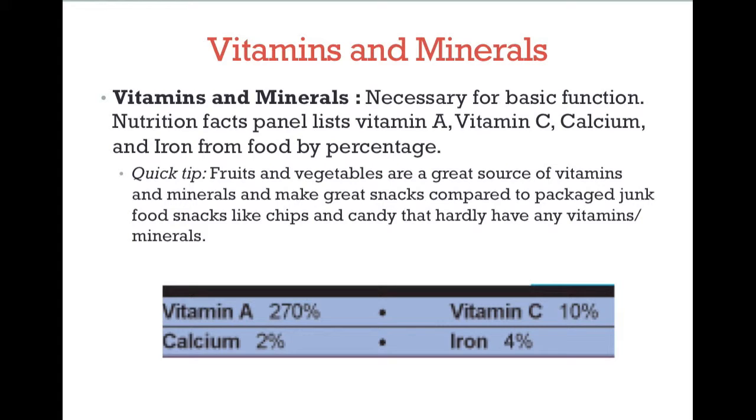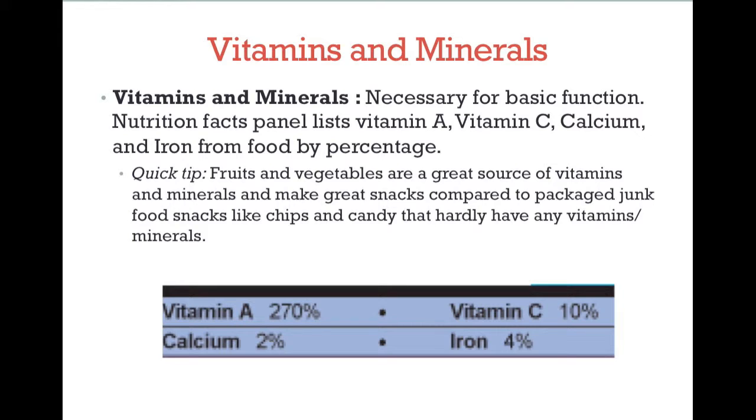Located toward the end of the nutrition facts panel, vitamins and minerals are necessary for basic function. The nutrition facts panel lists vitamin A, vitamin C, calcium, and iron from food by percentage. In this example, one serving of this food offers 10% vitamin C. We need to get a total of 100% of this vitamin on a daily basis through other food.